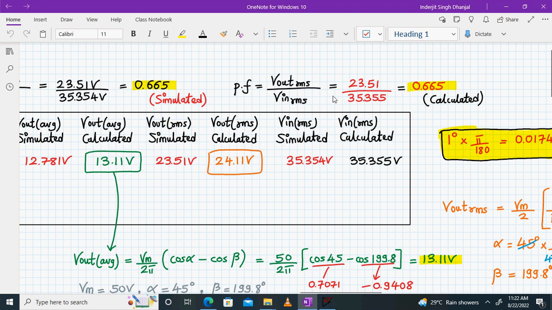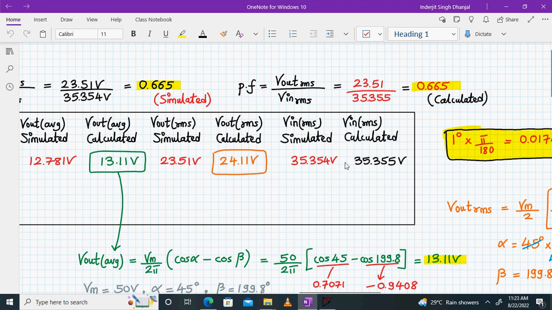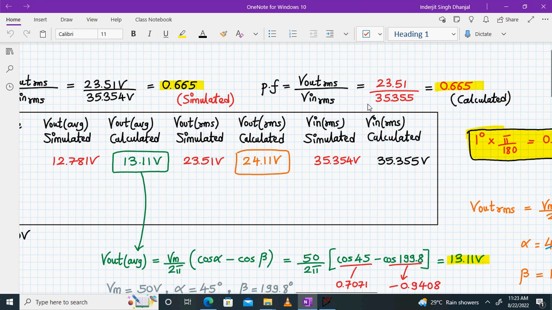And for the power factor calculated value, we substitute the calculated values of V out RMS and V in RMS. Sorry, I think it is reversed. This is the calculated value, and the earlier one was the simulated value, right? We substitute the calculated value over here now. That comes out to be 35.355, and V out RMS calculated value is around 23. Simulated value, I think we have done something wrong. Yeah, we have done something wrong.